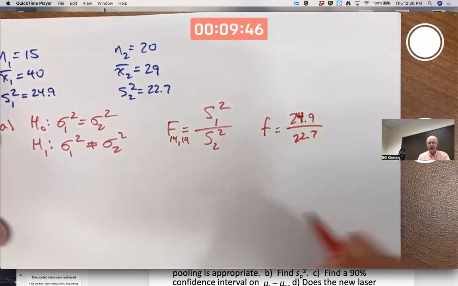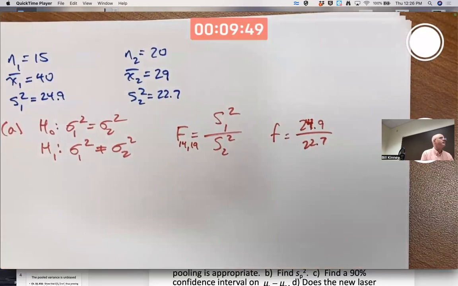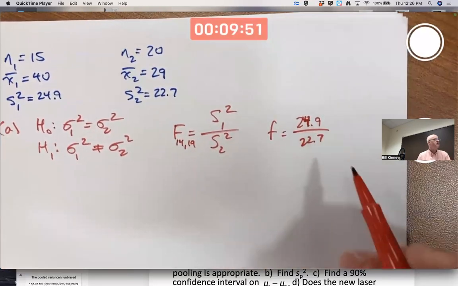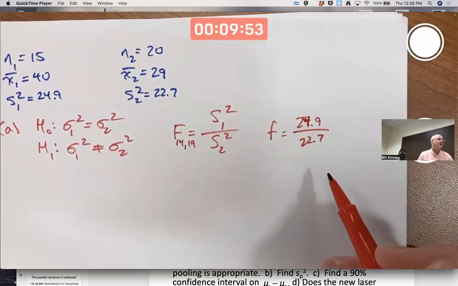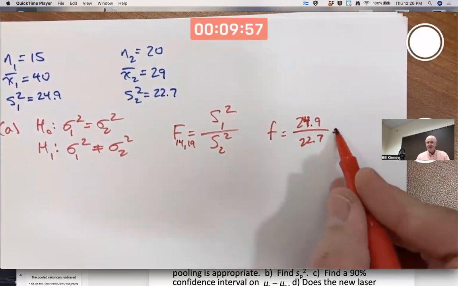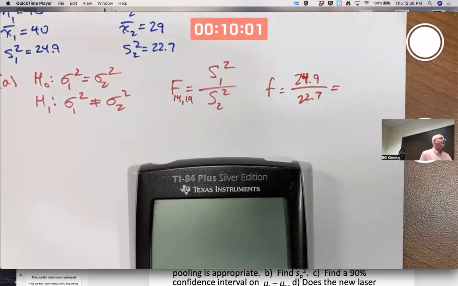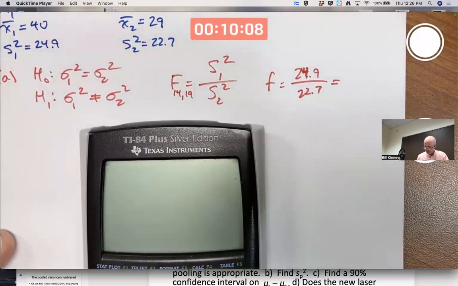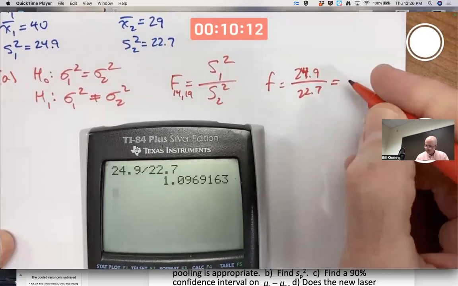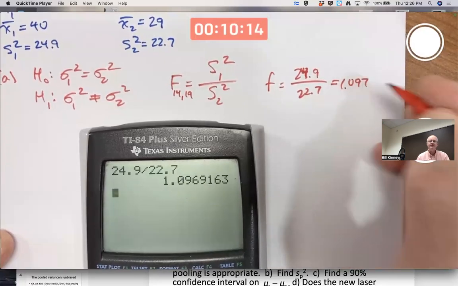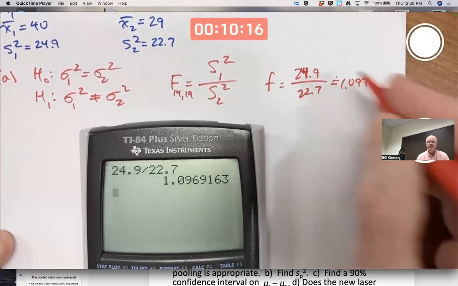If we were given the standard deviations instead of the variances, we'd want to square them before computing this ratio, or you could compute the ratio of the standard deviations and then square. Either way you do it, you get the same thing. And once again, this is not going to be a very extreme observed value. It's not going to be a lot bigger than 1. You can see this is going to be just slightly bigger than 1. About 1.097 approximately.